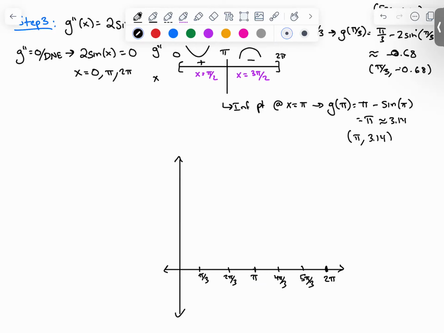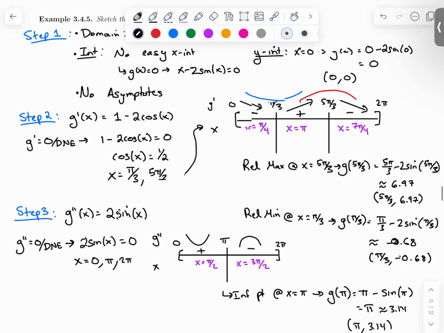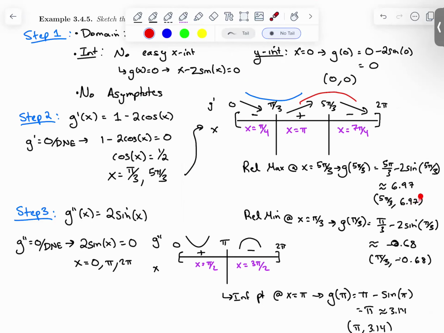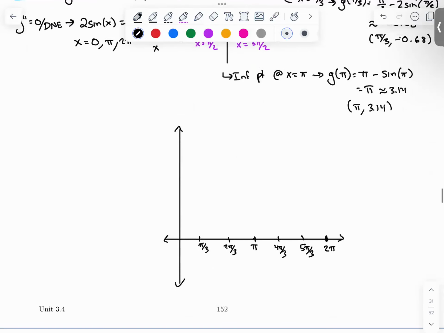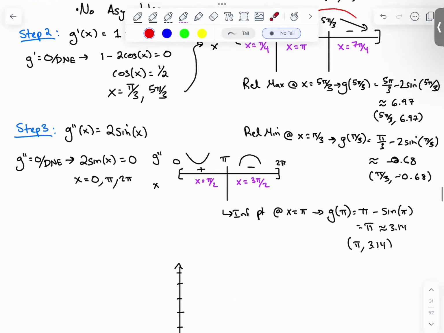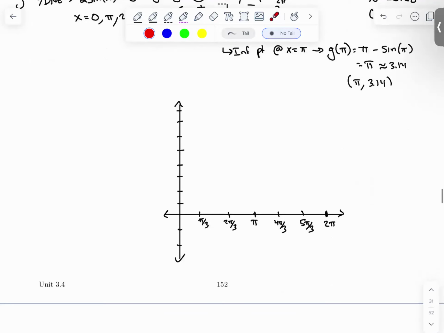And I see that my relative maximum is 6.97. So I'm going to make this graph go all the way up to 7. Well, I'm probably going to make 8 tick marks. 1, 2, 3, 4, 5, 6, 7, 8. And then roughly just 2 down on bottom because my relative minimum was a negative 0.68.